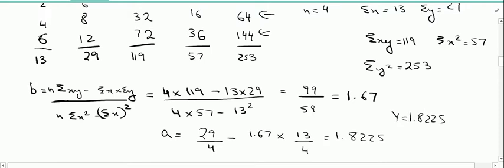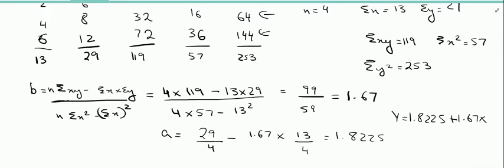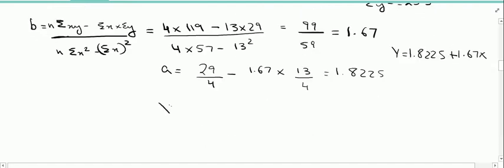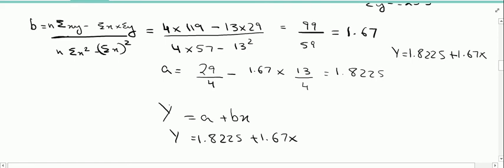So our equation will be y = 1.8225 + 1.67x. Now we can use this y = a + bx, or y = 1.8225 + 1.67x, to predict more values of y, given we have values of x with us.